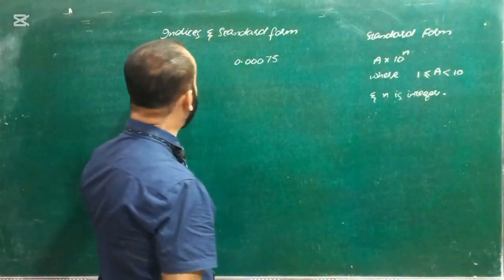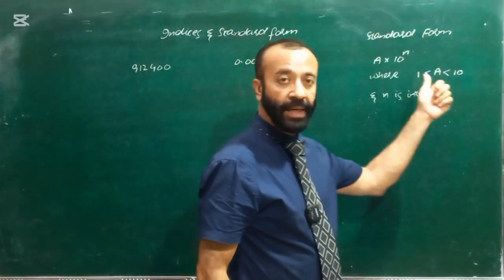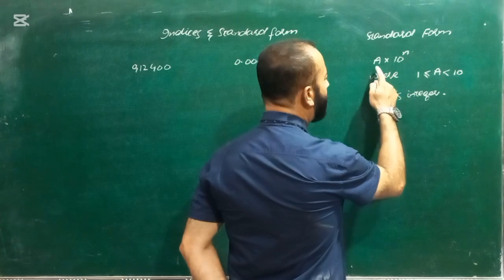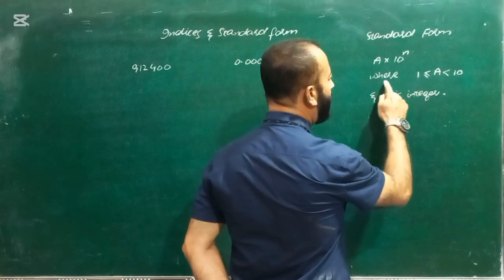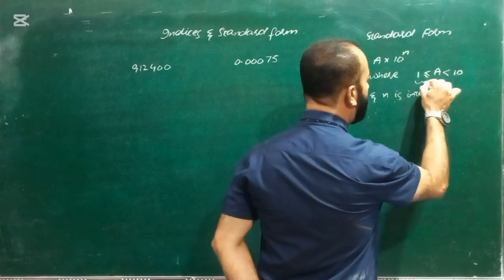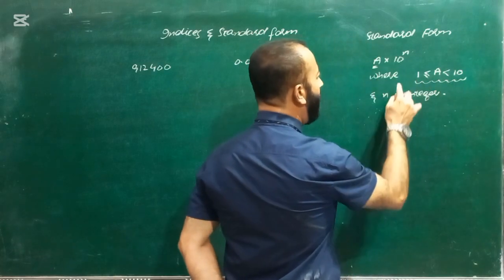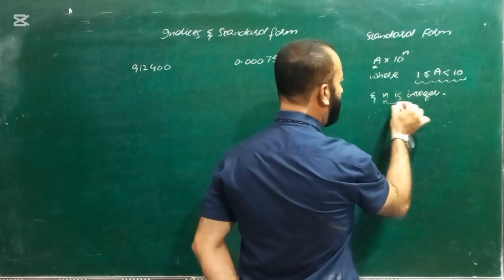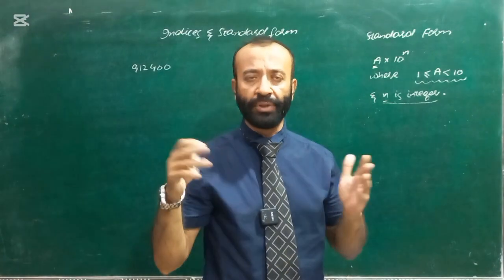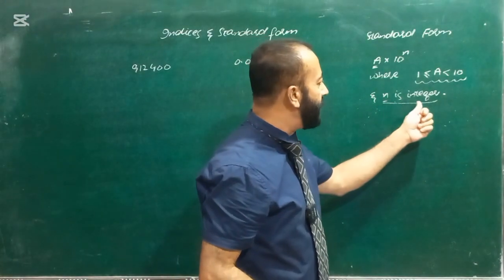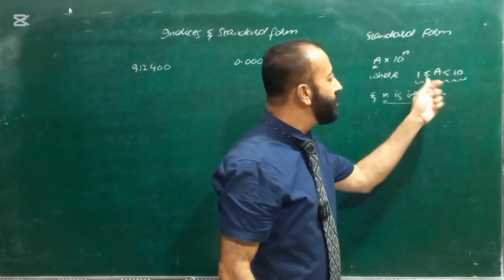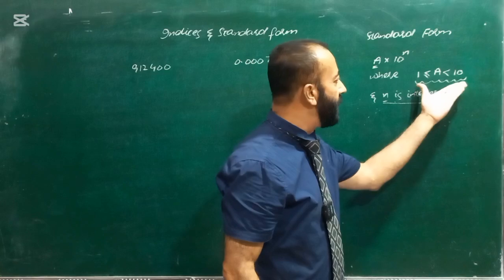The next topic in indices and standard form is the standard form. The concept of the standard form is that standard form is a multiplied by 10 raised to the power n, where a should be greater than or equal to 1 and less than 10. So this is the condition for a. And n is any integer. Integers, you know, are 0, plus minus 1, plus minus 2, and so on. So n is any integer and a should follow this condition. a should lie in this limit.